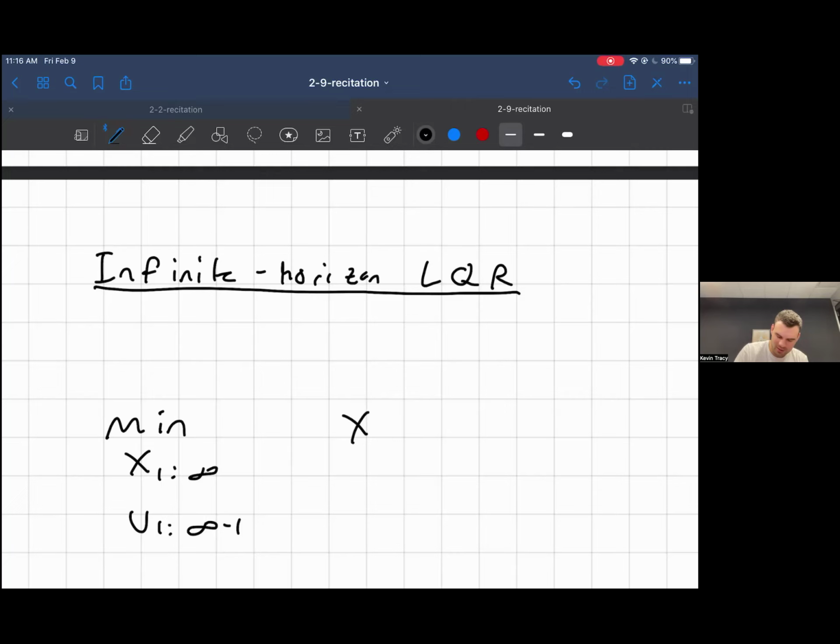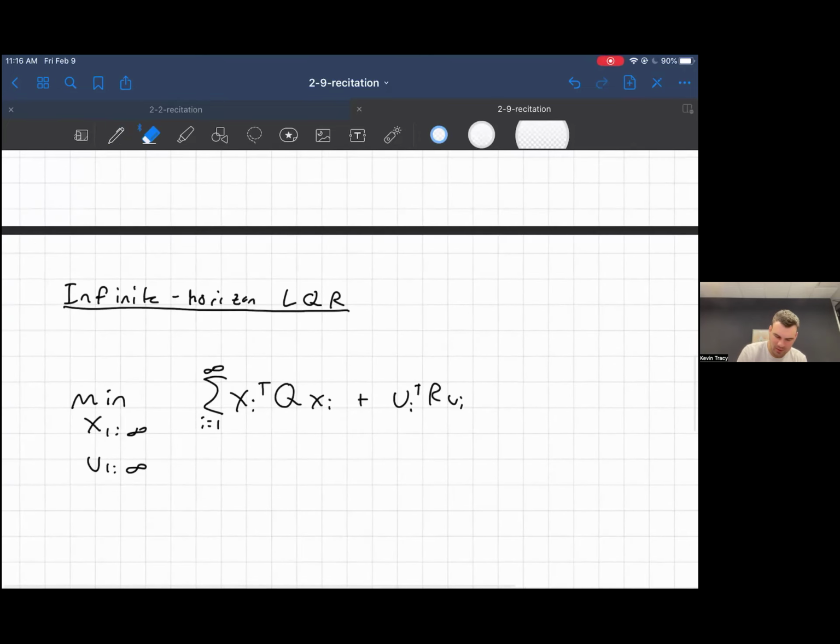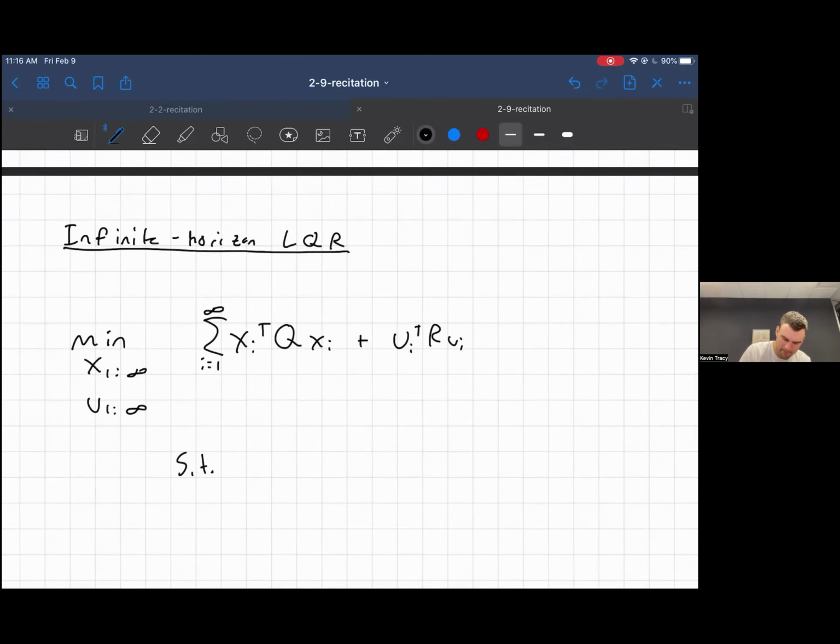And then our cost is just x_i transpose. Let's just say infinity for both. I will do the infinity minus 1. And then we have our same cost. So here's our infinite horizon LQR problem.